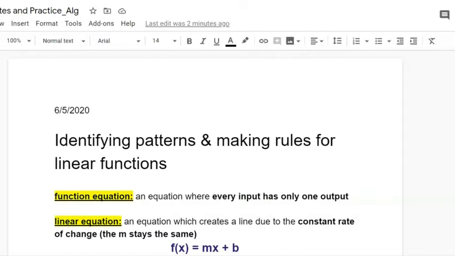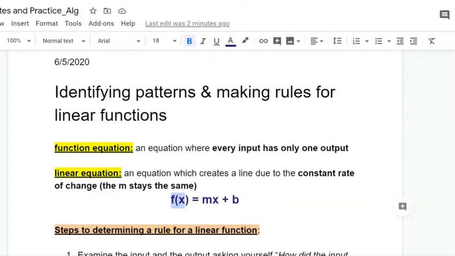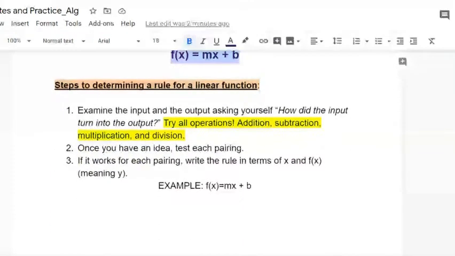An equation which creates a line due to the constant rate of change, which is another way to say the m stays the same. So we're working with functional linear equations, which means our y turns into f of x because it actually means the same thing. It is the function of this x, or the output of this x, because we put the x into the machine and it pops out the y or the f of x. So again, this is our guiding linear equation: f of x equals mx plus b, m being the slope and b being the y-intercept, excuse me.